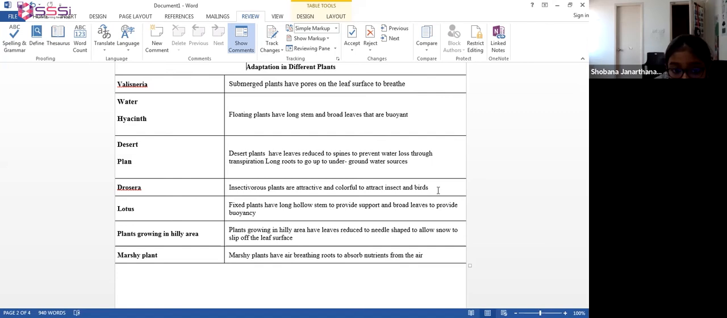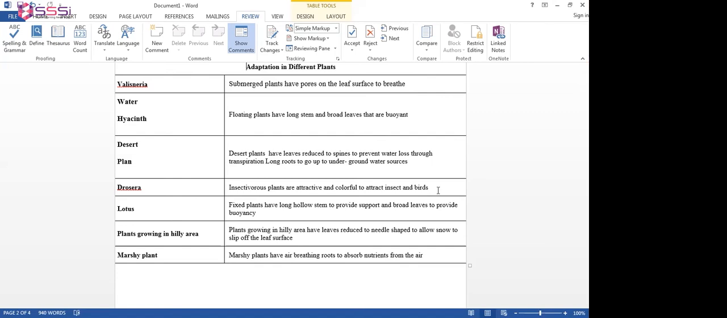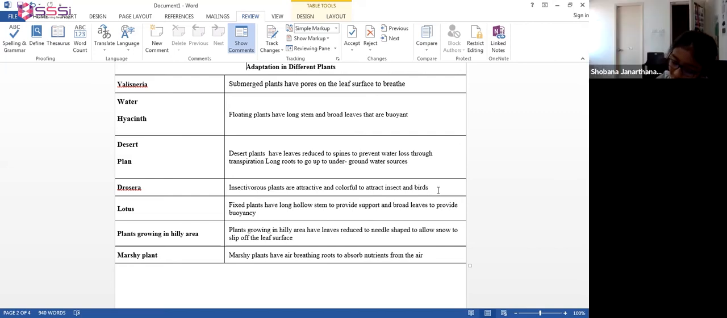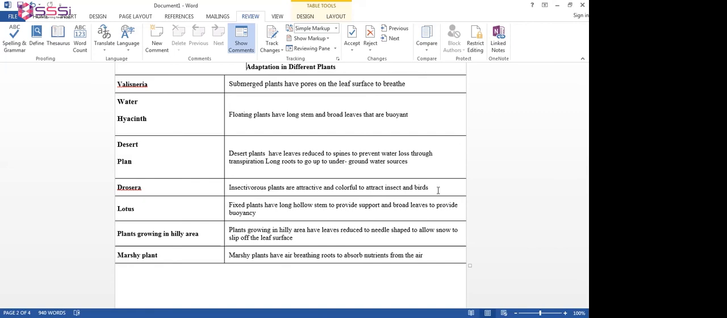Yes, ma'am. So next category is plants that are growing in hilly areas. So what are the features? Plants growing in hilly areas have leaves that are reduced to needle shaped, which allow snow to slip off the leaf surface. The leaves are not broad at hilly areas. So we have plants like pine, right?